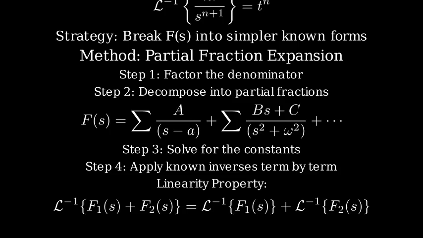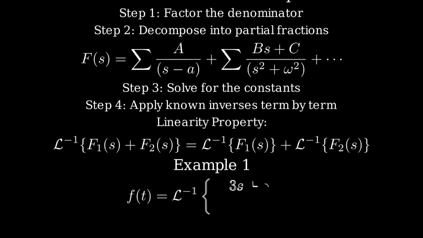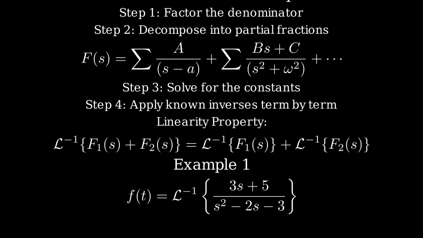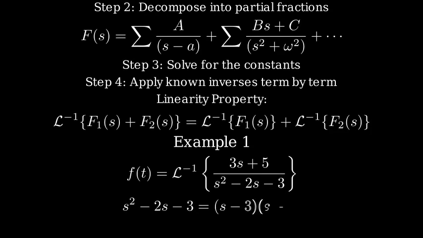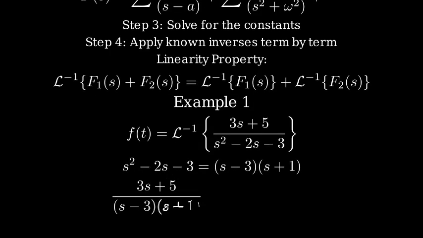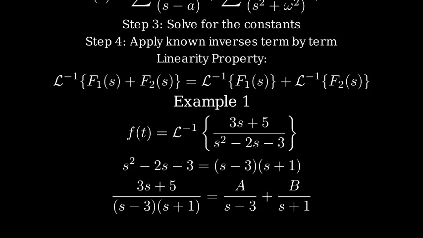Let's work through our first example to see this method in action. We want to find the inverse Laplace transform of the function F of s equals 3s plus 5 divided by s squared minus 2s minus 3. Step 1. First, we factor the denominator. s squared minus 2s minus 3 equals s minus 3 times s plus 1. Step 2. Now we write the partial fraction expansion. We get A over s minus 3 plus B over s plus 1.